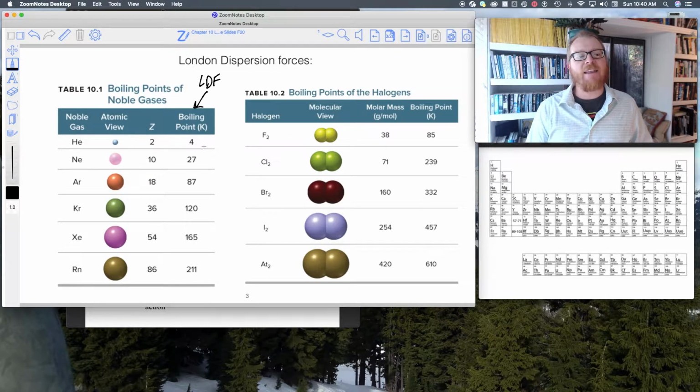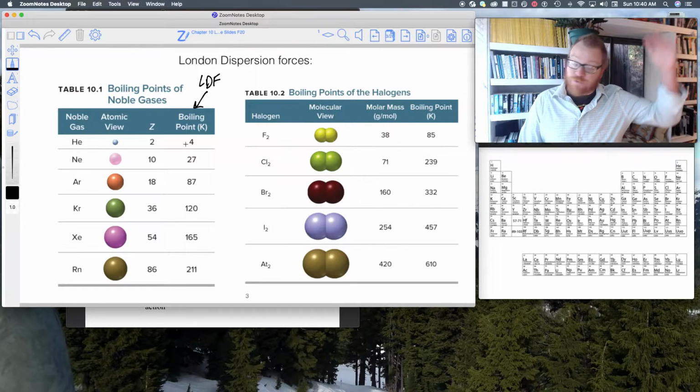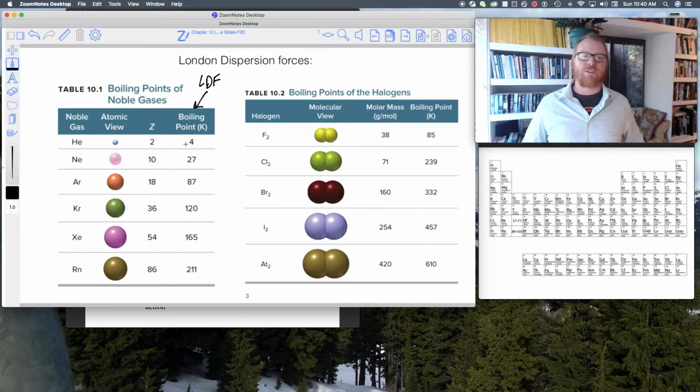So for example, helium boils at a whopping 4 Kelvin. So that means above 4 Kelvin, helium is a gas. You have to cool it down very, very low to 4 Kelvin to get it to liquefy. That means helium has very weak London dispersion forces, incredibly weak London dispersion forces. However, if we go all the way up to like xenon or radon or something like that, look at this, the boiling point is humongous, okay?